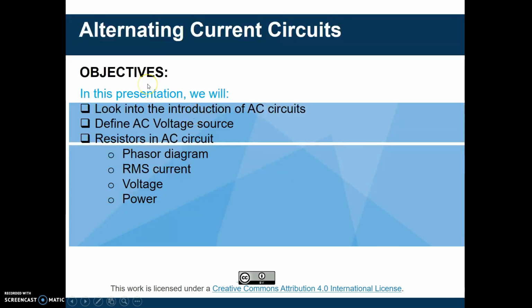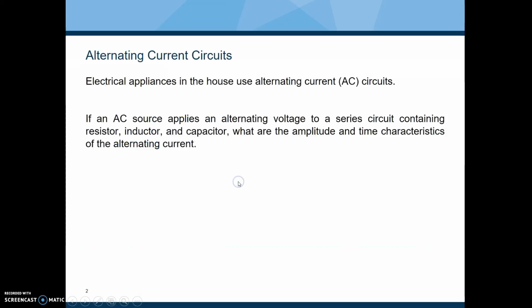This presentation gives an introduction to alternating current circuits with the following objectives: look into the introduction of AC circuits, define the AC voltage source, resistors in AC circuit, phasor diagram, RMS current, voltage and power. Electrical appliances in the house use alternating current circuits.